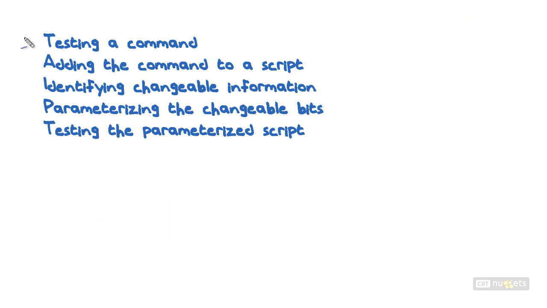We'll start by testing a command right in the console. I always like to do that because it's a quick way to see if it works or not. And then we'll add that command to a script. We'll go through and identify the changeable pieces of information and then parameterize those so that we can run the script without ever having to get in and edit it. All the information it needs to run we'll provide through parameters.